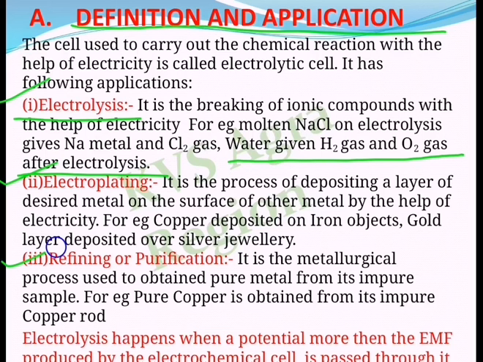In 10th class you studied about refining and purification processes. It is a metallurgical process used to obtain pure metal from its impure sample. For example, pure copper is obtained from an impure copper rod. Clear? Electrolysis happens when an EMF more than the EMF of the cell is applied.